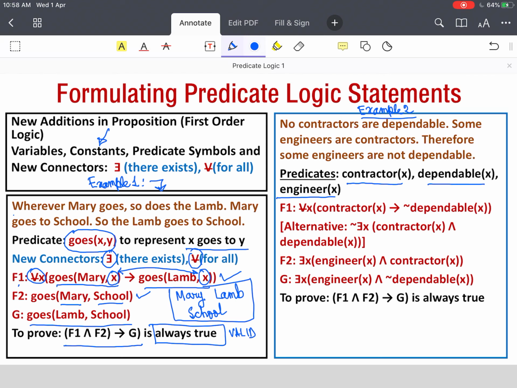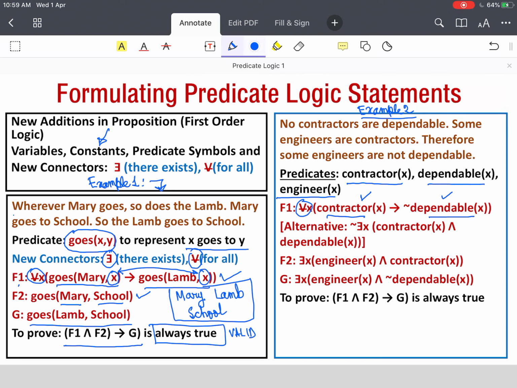Now let us see how we model the first one. No contractor is dependable. So we could model it this way: for all X, contractor X implies not dependable X. That means for all X, if X is a contractor, then X is not dependable. This is how we could write no contractors are dependable.